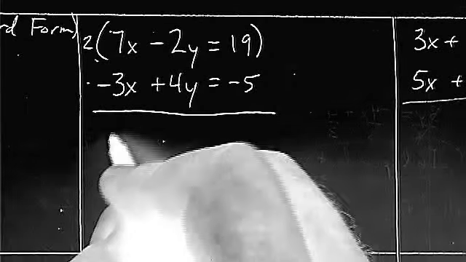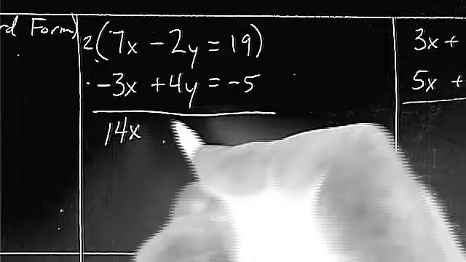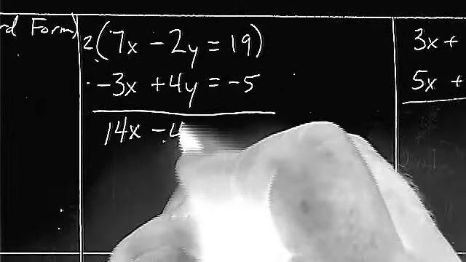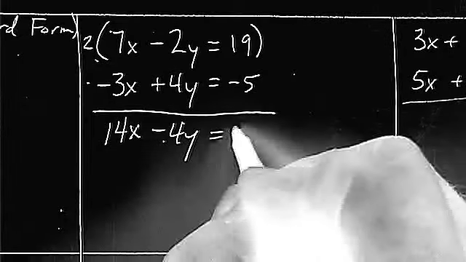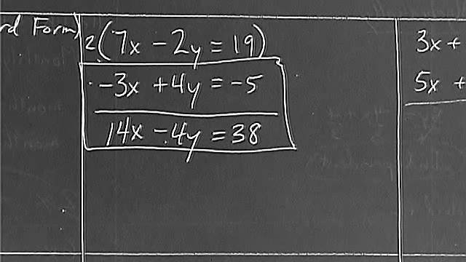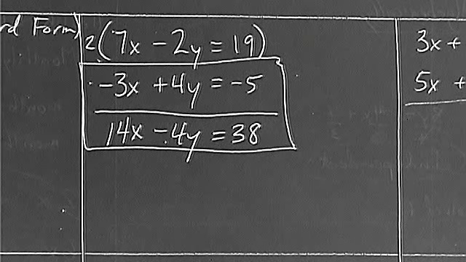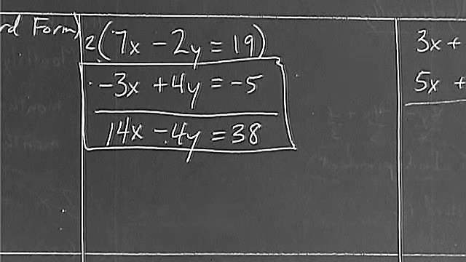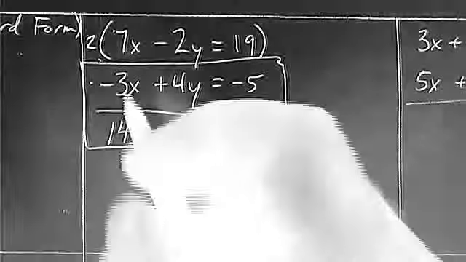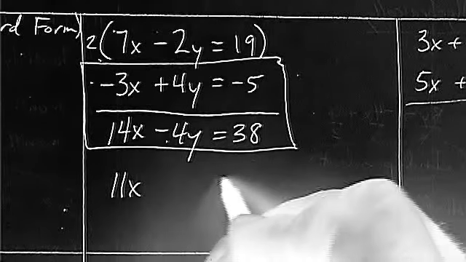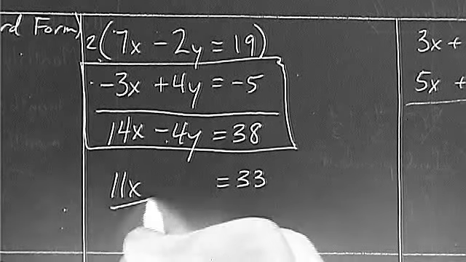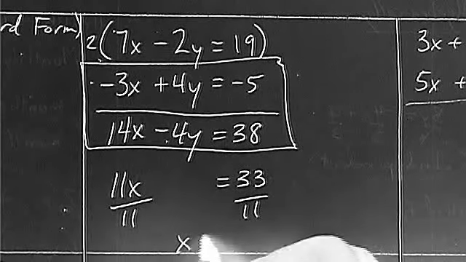And just for fun, I'm going to copy my answer down here below the other equation. 14x, right? 2 times 7x is 14x. And minus 4y. And 2 times 19 gives me 38. So these are the two equations I'm dealing with now. And can I add these together and get rid of one of the variables? And the answer now is yes, I can. So when I add them together, I get 11x equals 33. So when you divide out your 11, you find out that x is 3.